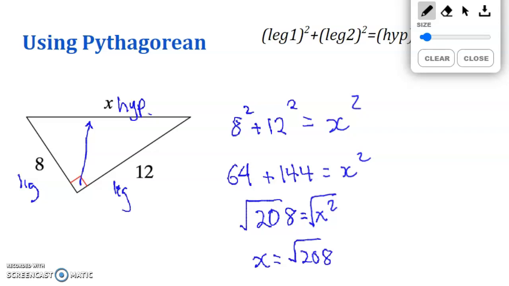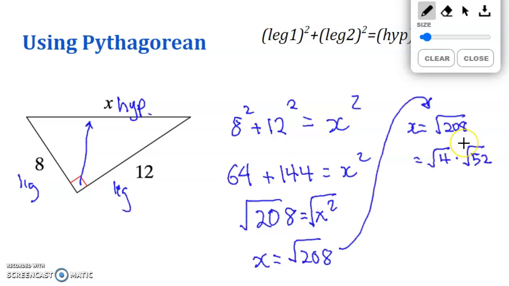Can I simplify further? Yes, I can. I know that 208 is divisible by 4, which is a perfect square. So that becomes 2 times the square root of 52. Can I simplify that further? Well, yeah, I can still divide that by another 4, so that becomes 4 times 13, because 4 times 13 is 52. So that becomes 2 times root 13, or 4 root 13. And this is my exact answer.